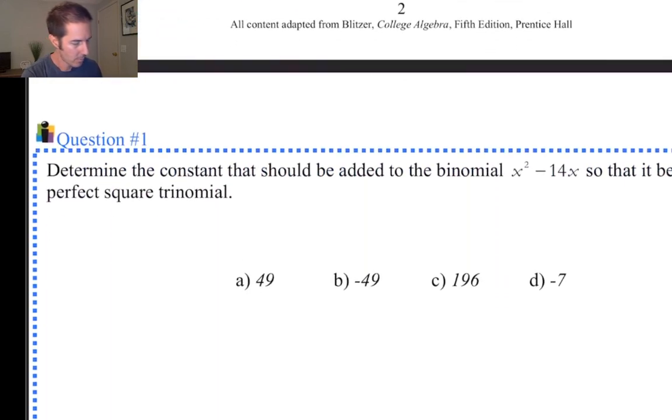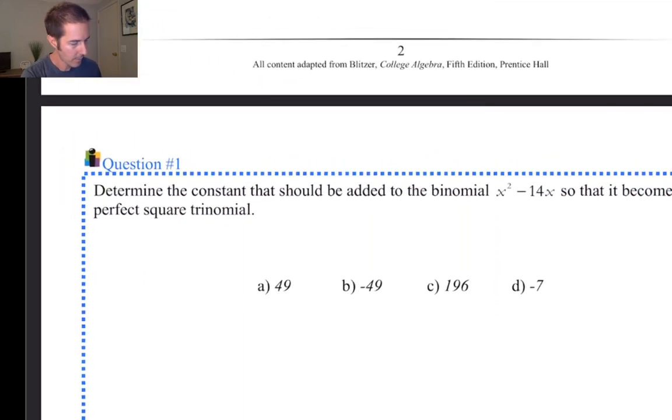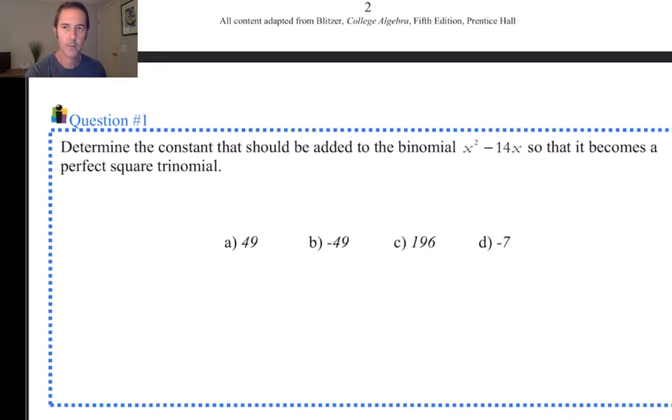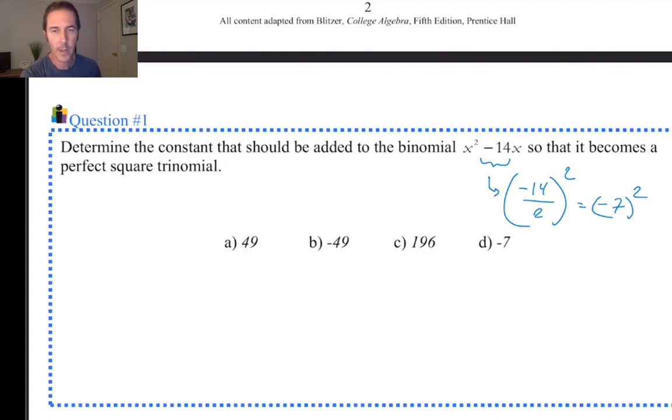Let's see a question that asks us to use that. Determine the constant that should be added to the binomial so that it becomes a perfect square trinomial. We know now that we can take the negative 14 as the b value. We can divide it by 2 and square it. That's negative 7 squared, and the answer is positive 49 because a negative number squared is a positive.